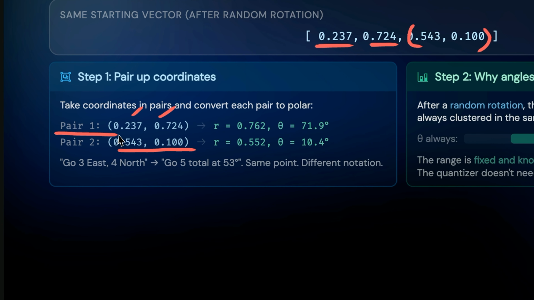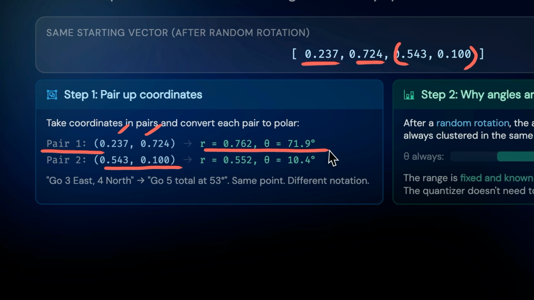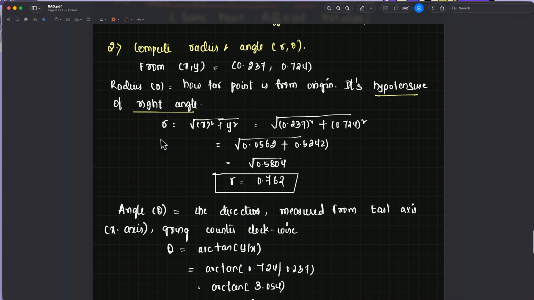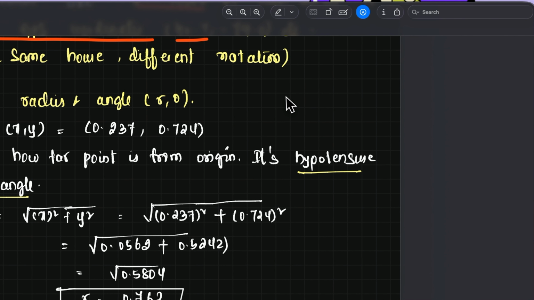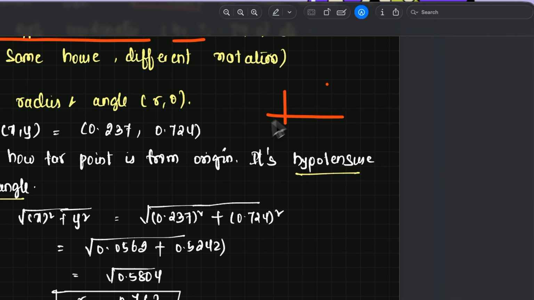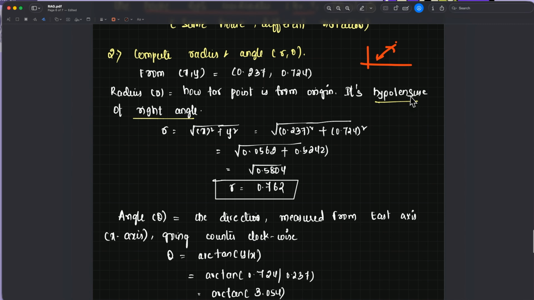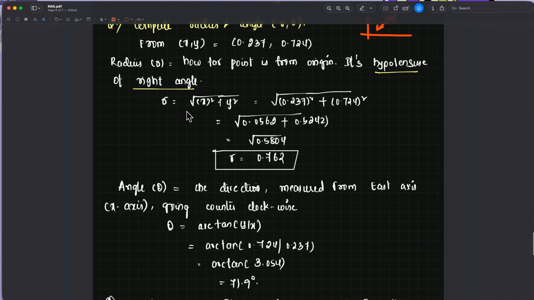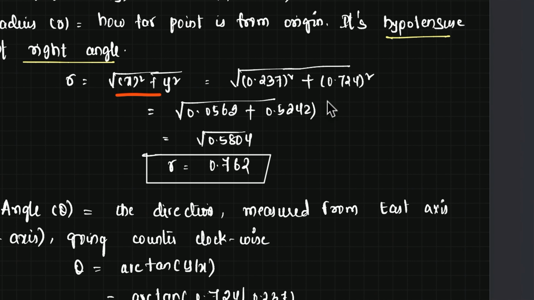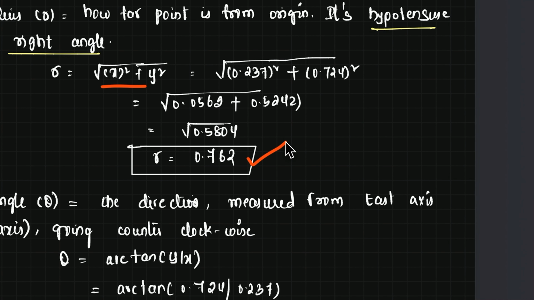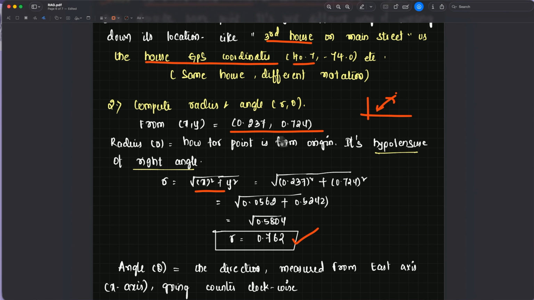Now let's see for this pair how we came up with this r comma theta. The formula for r, the radius, tells how far the point is from the origin. Let's say we have something like this, and this is our point. We have to see how far this point is from the origin. How do we calculate that? It's nothing but the hypotenuse of the right angle triangle. So r is equal to the square root of x squared plus y squared, and you get 0.762. That means this point, 0.237 and 0.724, is this many units away from our origin.